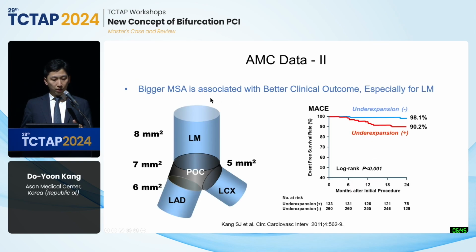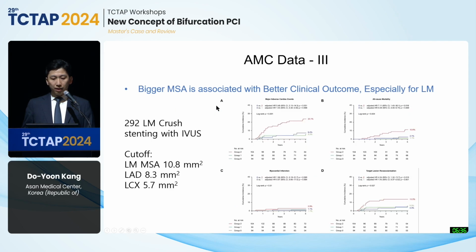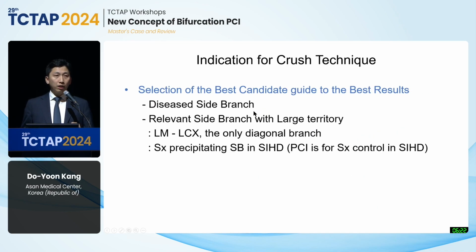And second, this is a very well known picture, the bigger minimal stent area is associated with a better clinical outcome, especially in the left main PCI. And we have revised, maybe Dr. An will present it later, that in left main crush stenting, the bigger MSA was well associated with the better clinical outcome. So the key is to treat the side branch ostium very well, and second is to obtain the bigger minimal stent area after stenting.